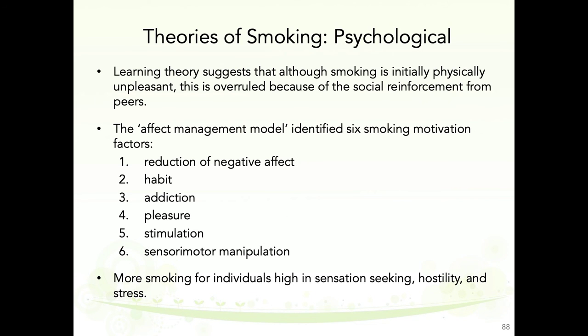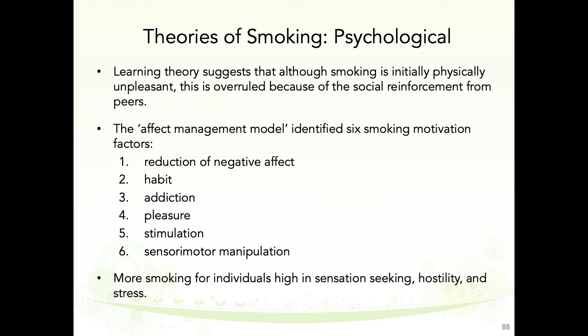But there's an additional layer where we can use the biopsychosocial model to craft other interventions and improve how those biomedical interventions are delivered. So learning theory suggests that smoking is initially physically unpleasant. It hurts the mouth, it makes you cough, etc. It might taste bad, it could make you nauseous. But those costs are outweighed by the social reinforcement from peers. It seems that peer influence is quite important in smoking.